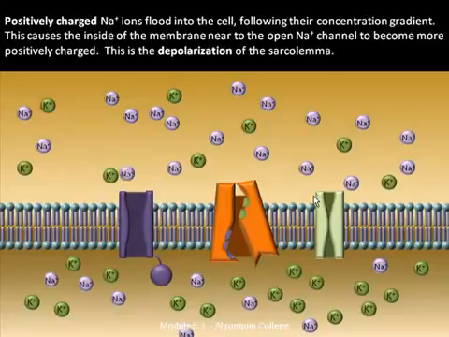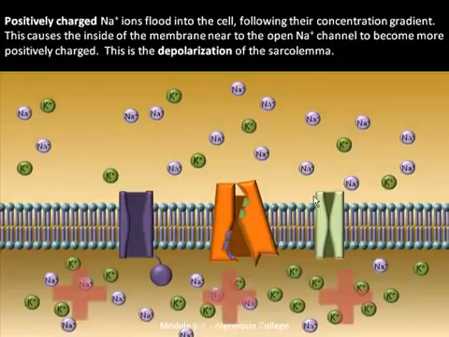Positively charged sodium ions flood into the cell, following their concentration gradient. This causes the inside of the membrane near the open sodium channel to become more positively charged. This process is the depolarization of the sarcolemma.